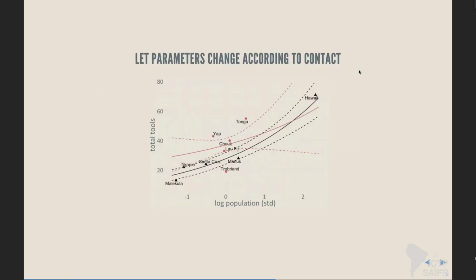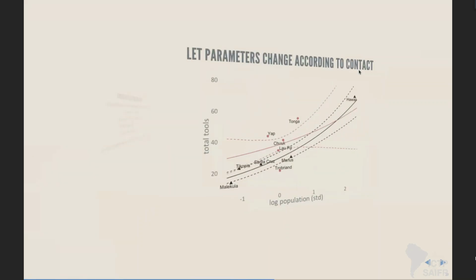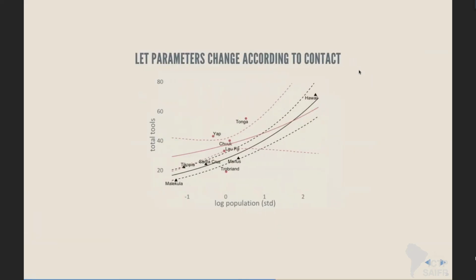And this is the model fit from this Poisson regression model here. And you get very wide confidence intervals. So in red here is the confidence interval for the high contact populations. And in black here, we have the fit for the low contact populations. Hawaii is much bigger than anybody else, right? Hawaii is a much bigger island, so the population is much bigger. And this model is doing okay, but again, it has some weird behaviors.